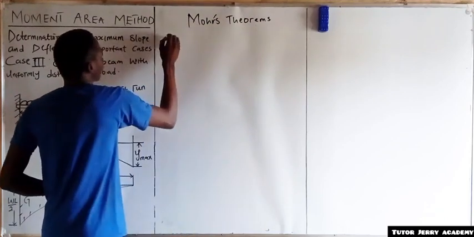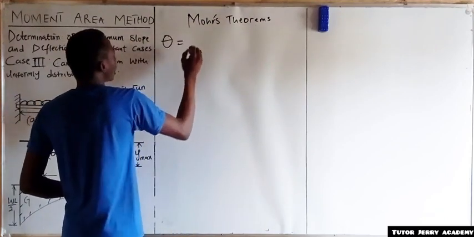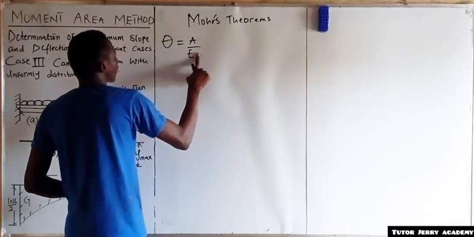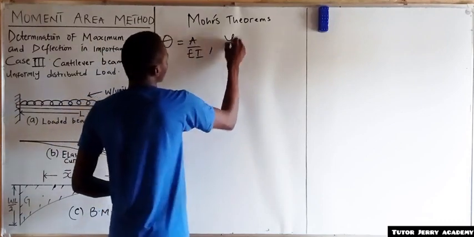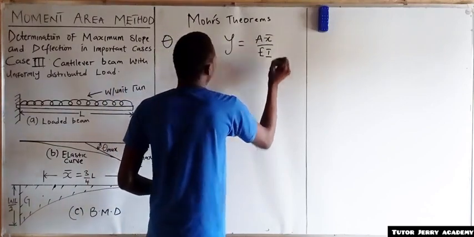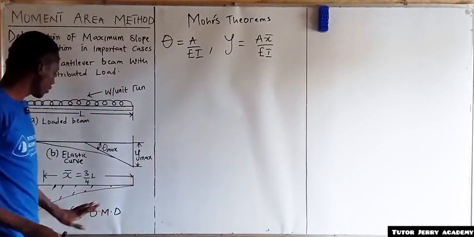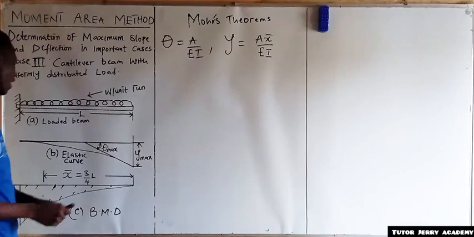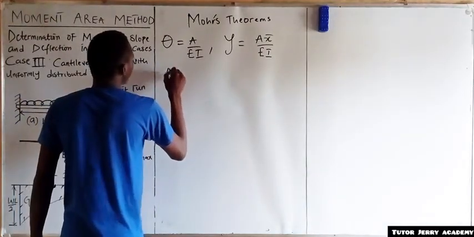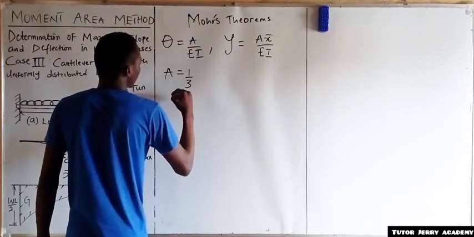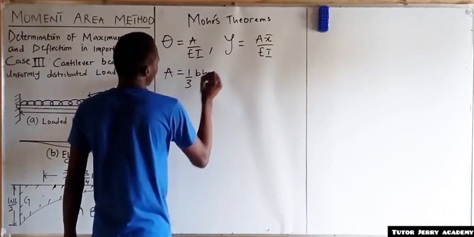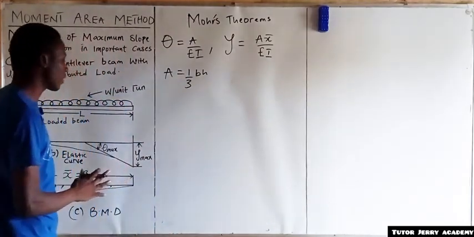Mohr's theorems. The first one is for slope, which is equal to A all over EI. And then the second one is for deflection, which is equal to A x bar all over EI. Now for this bending moment diagram, the area A is equal to 1 over 3 breadth times height. This will be our area for this bending moment diagram.